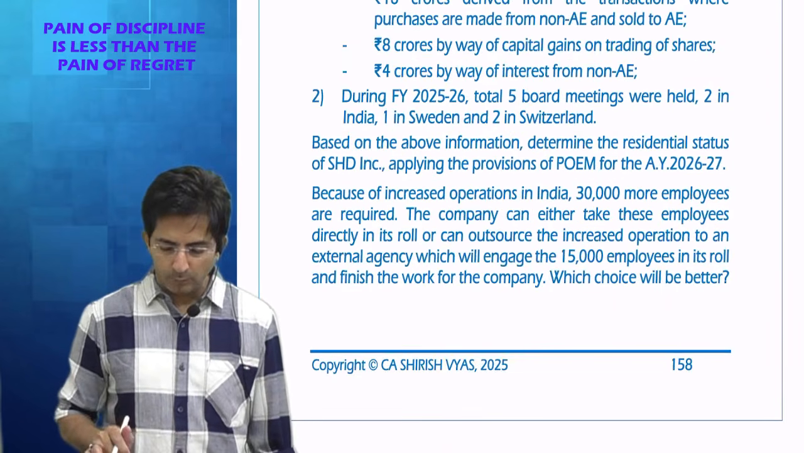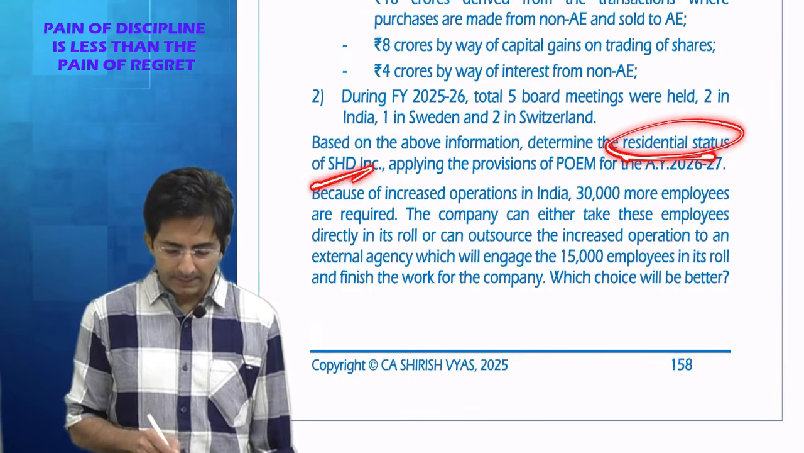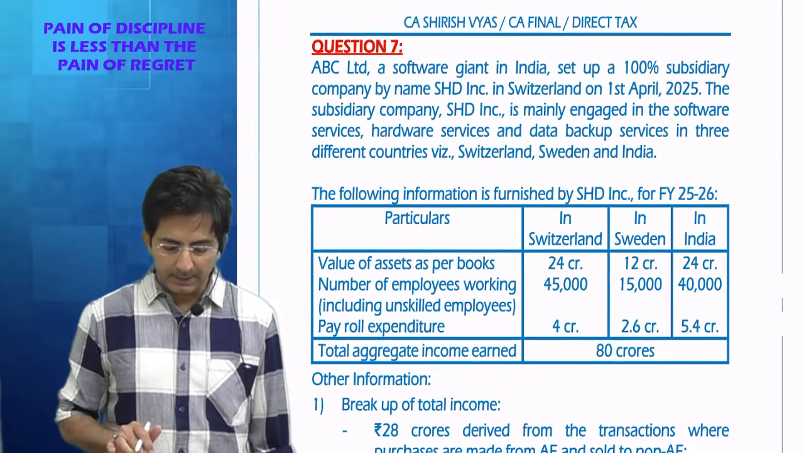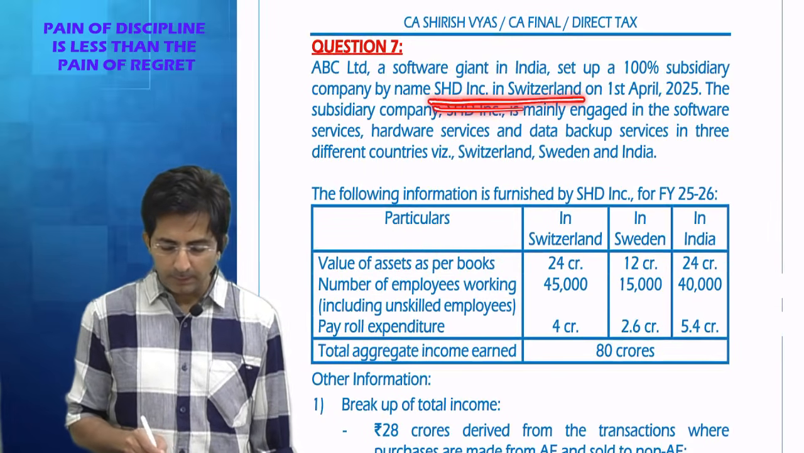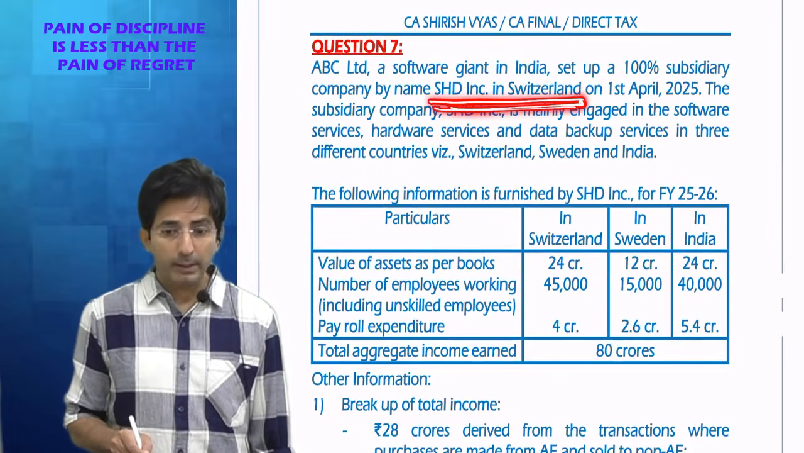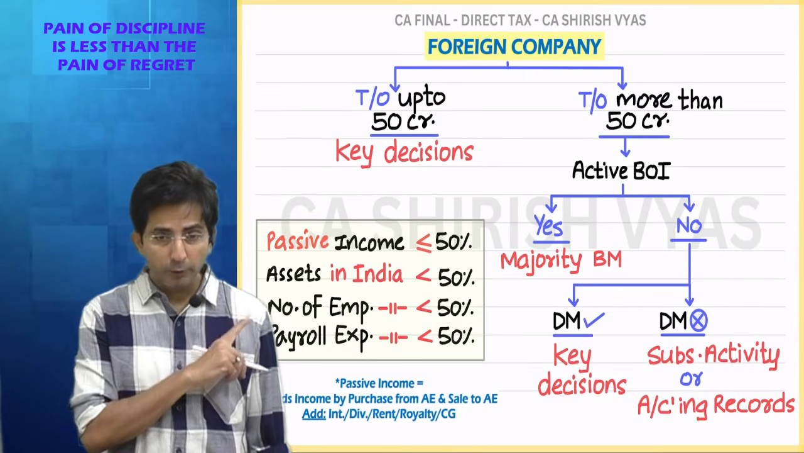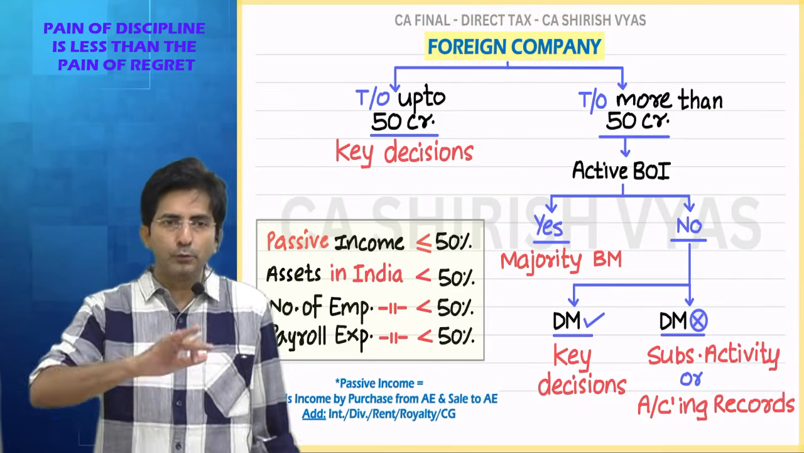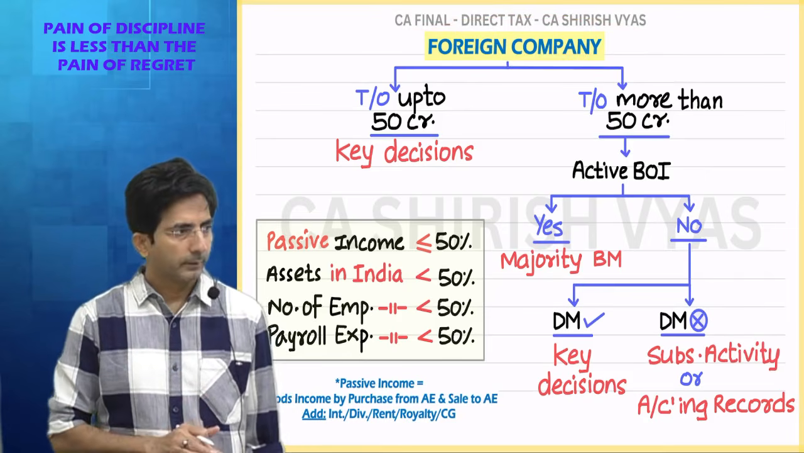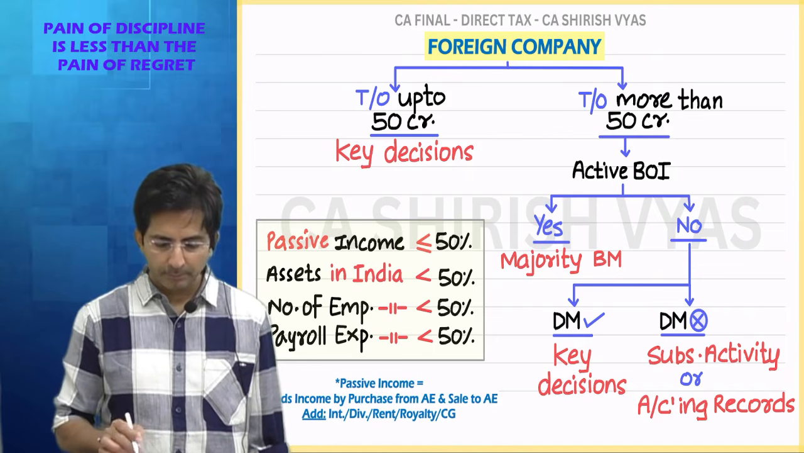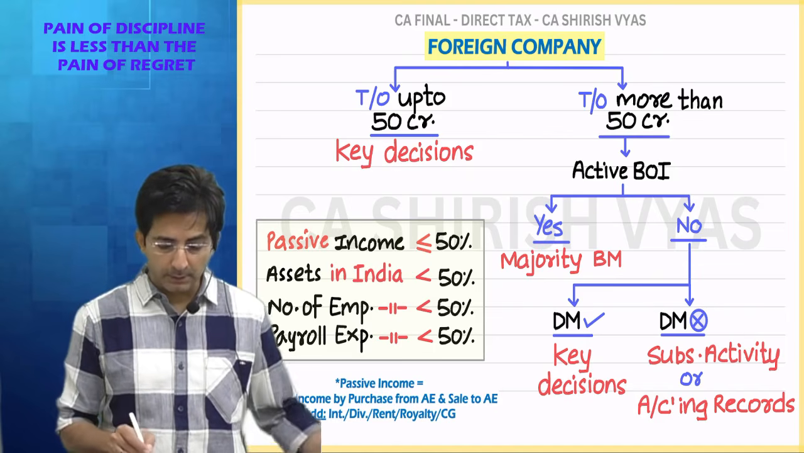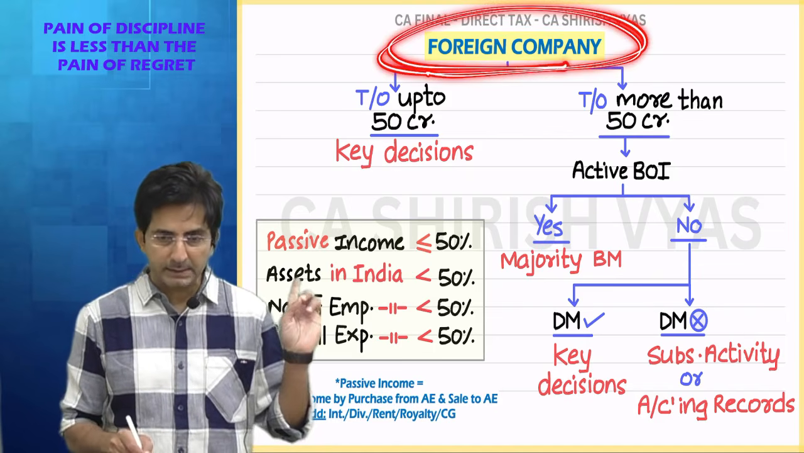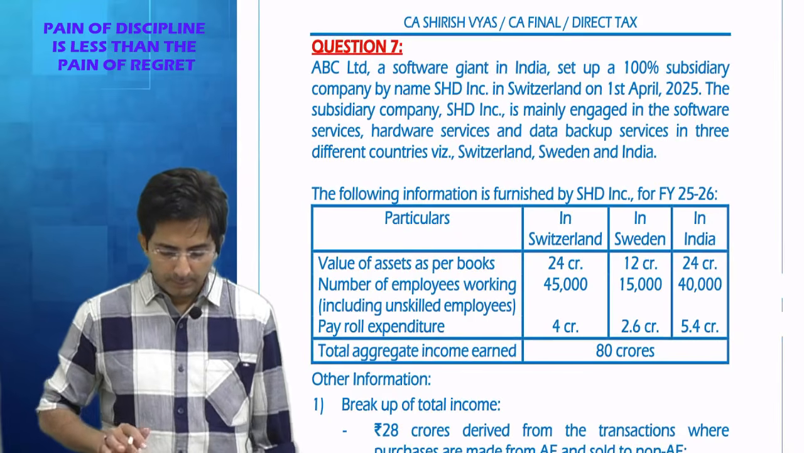They are asking for whom? Residence status of SHD. And SHD is a company formed in Switzerland. It's a foreign company. And if you remember my theory, for a foreign company only it is interesting to know the POEM. Indian companies are always resident. So first check in the question, they have given some foreign company SHD incorporation.